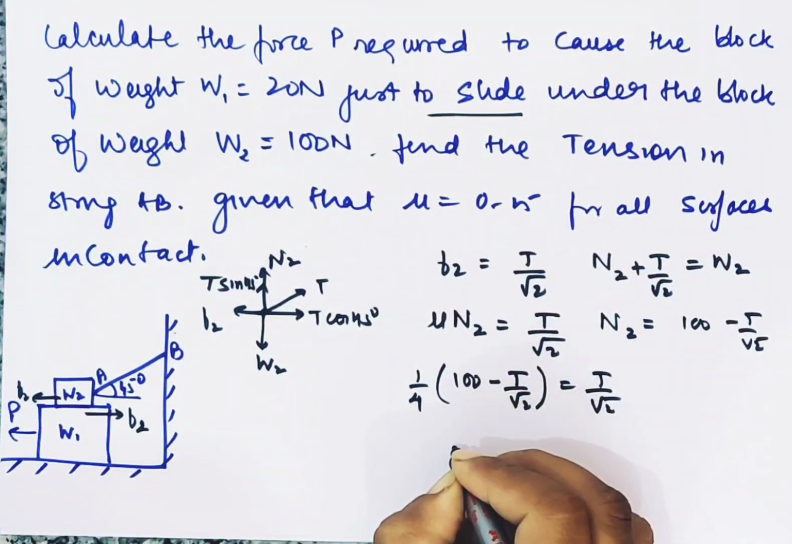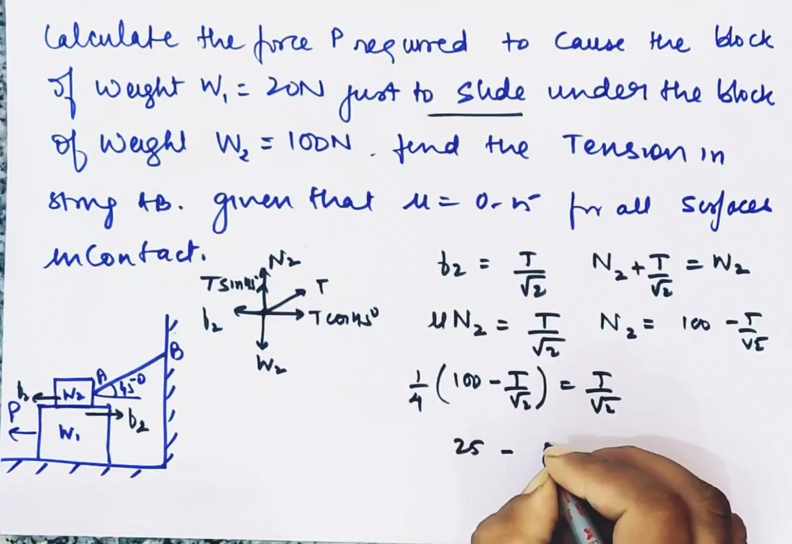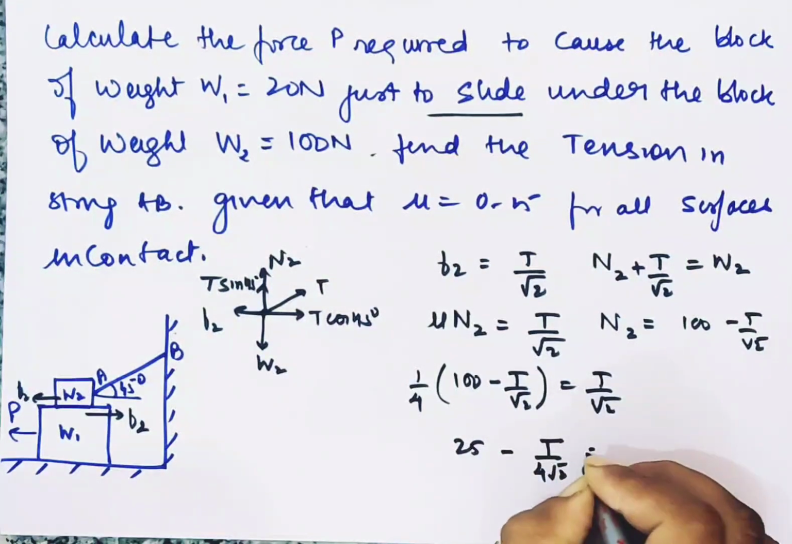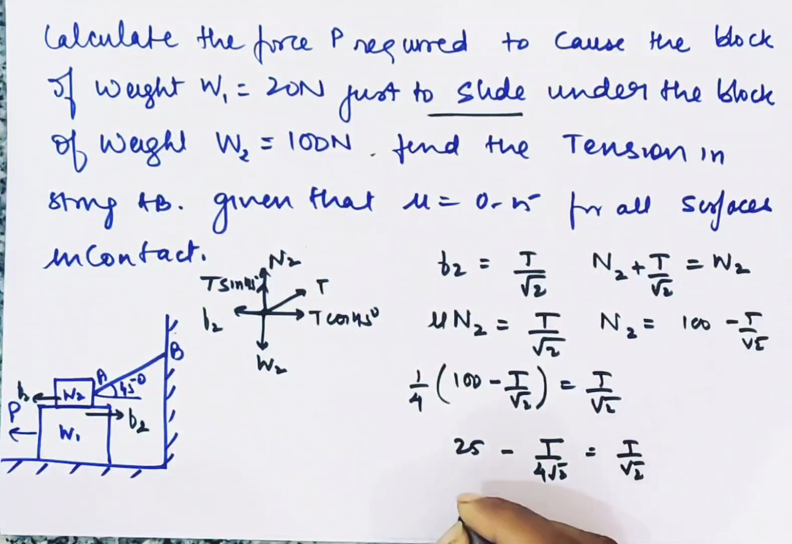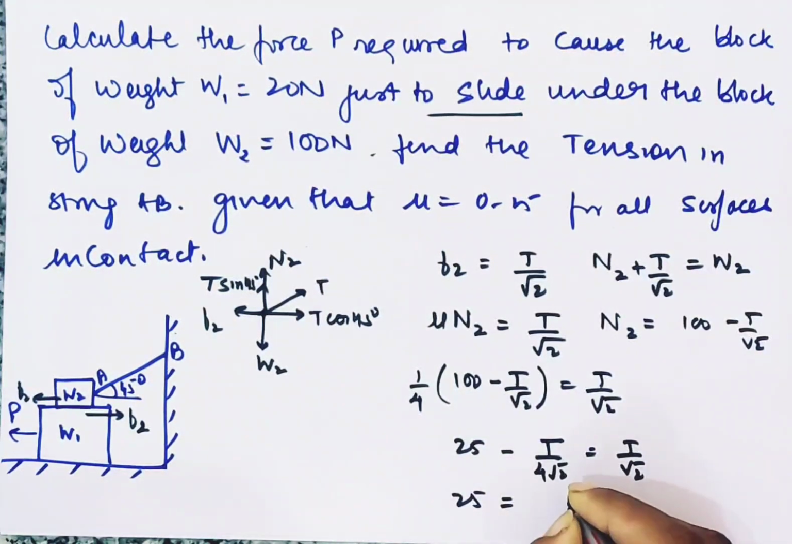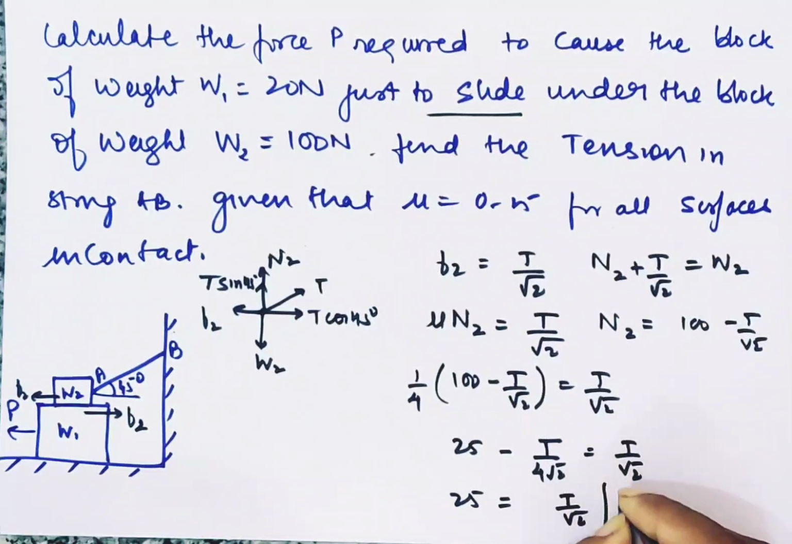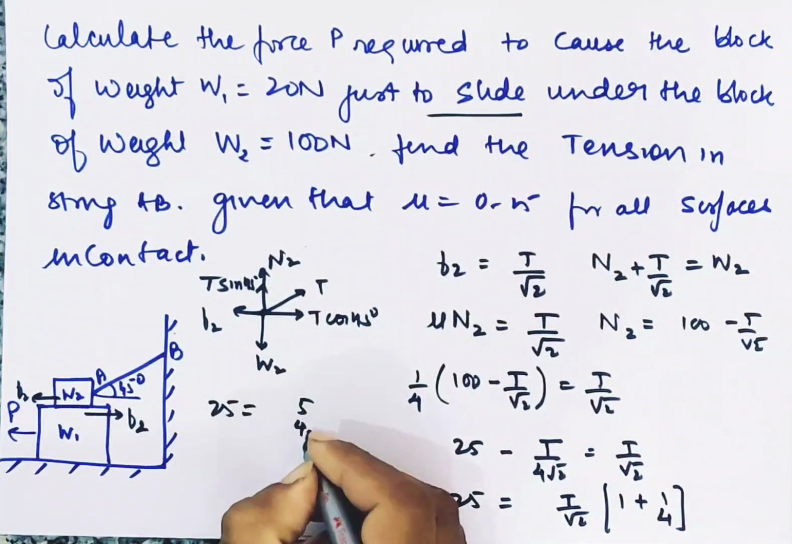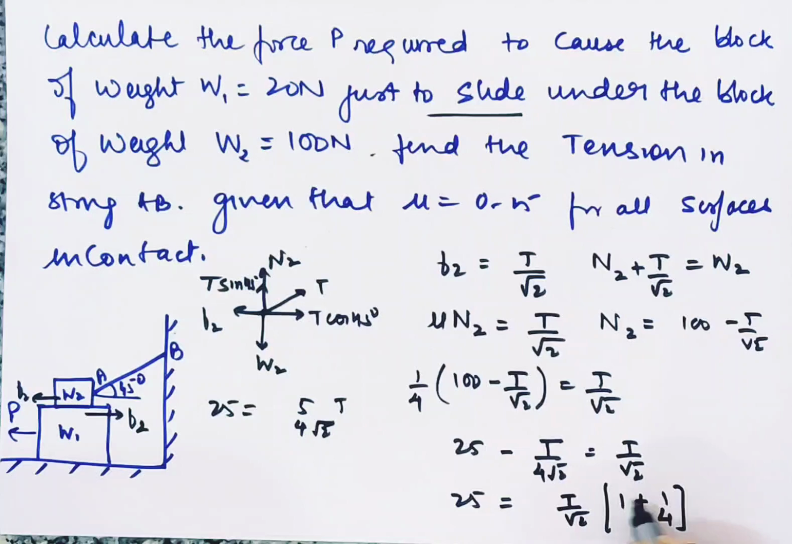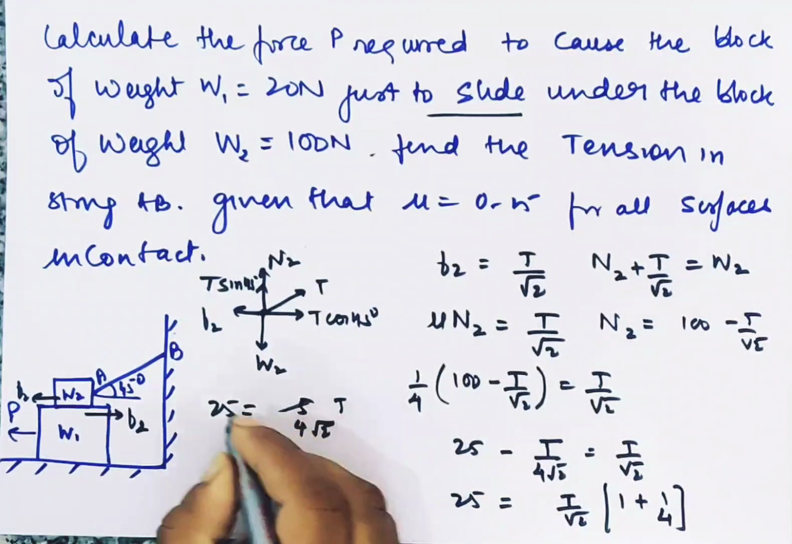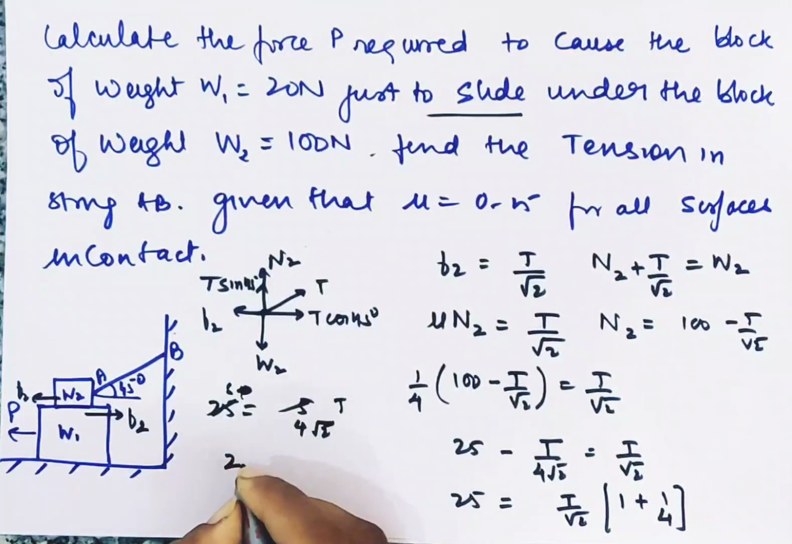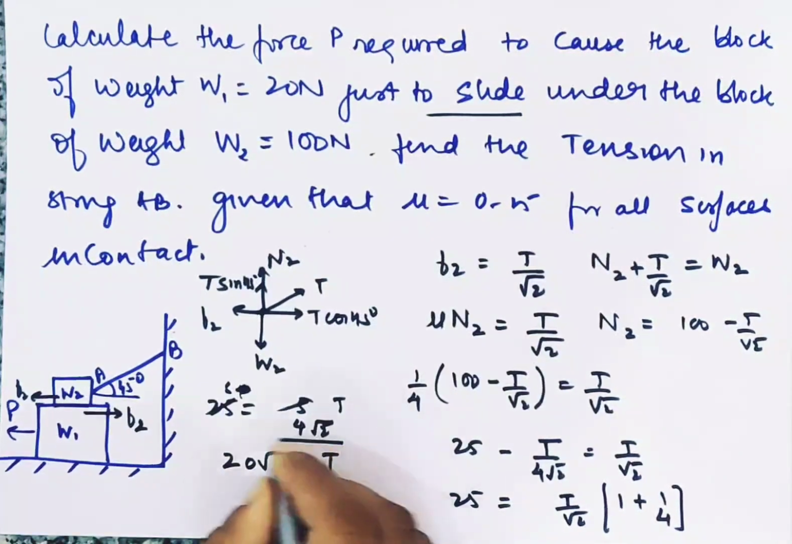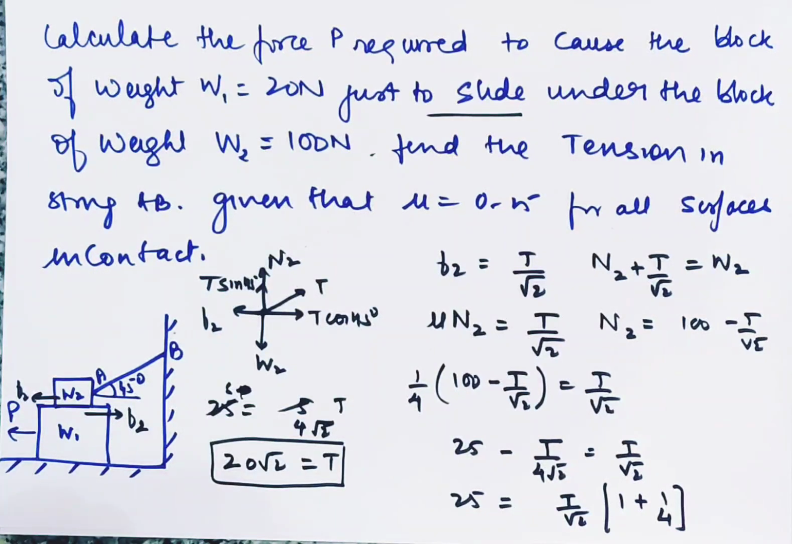So we have here 25 minus T by 4 root 2 is equal to T by root 2, and 25 is equal to T by root 2 common, we get 1 plus 1 by 4, and 25 is equal to 5 by 4, so 5 by 4 root 2 times T. Okay. So we have 5 5s are 20 root 2, that is the tension in the string AB. The first thing we have solved.